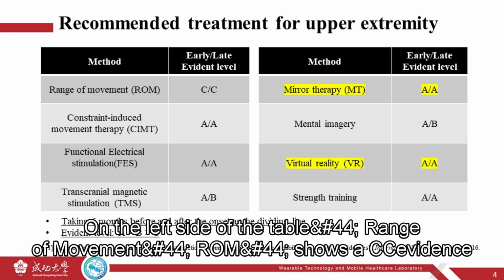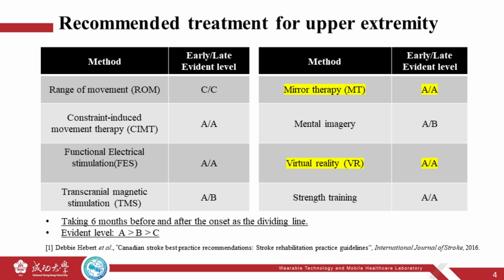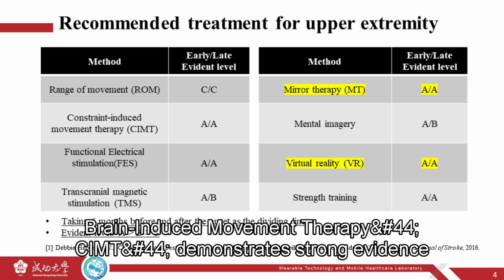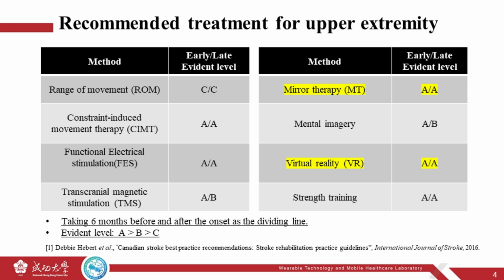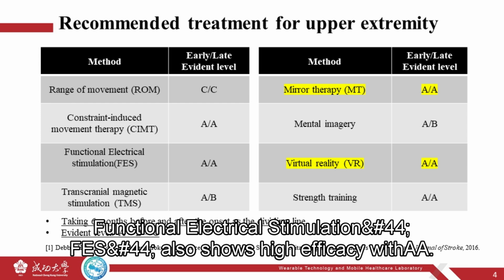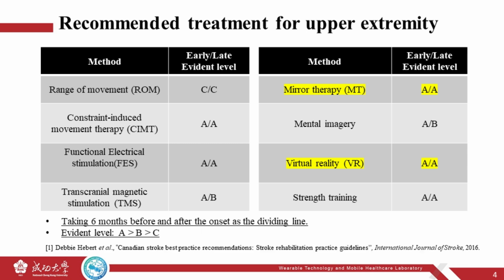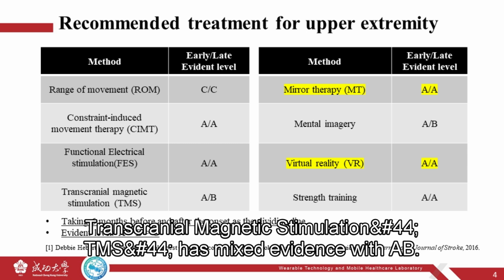On the left side of the table, range of movement, ROM, shows a CC evidence level for both early and late intervention. Constraint-induced movement therapy, CIMT, demonstrates strong evidence with AA. Functional electrical stimulation, FES, also shows high efficacy with AA. Transcranial magnetic stimulation, TMS, has mixed evidence with AB.